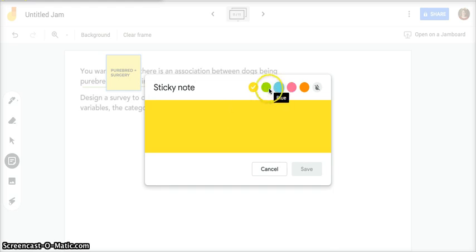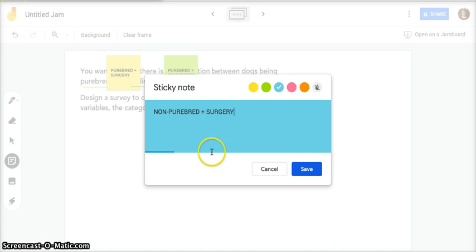Option 2, we'll change colors, is purebred and no surgery. Option 3 is non-purebred and surgery. And option 4 is non-purebred and no surgery.